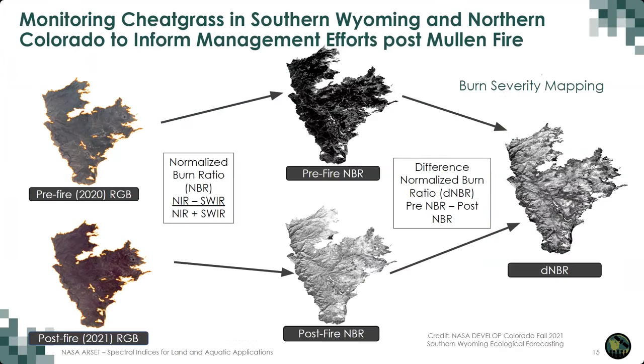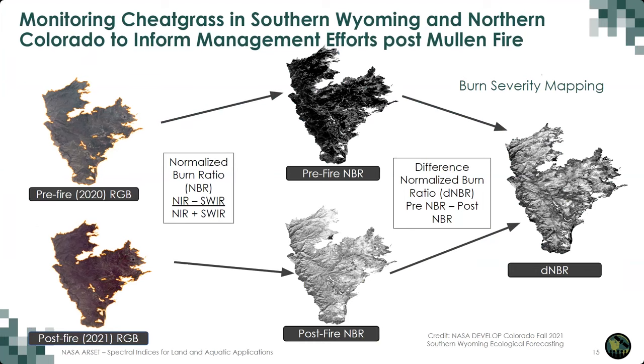Here's an example of how NBR was used by NASA DEVELOP's Fall 2021 Southern Wyoming Ecological Forecasting Team. This team monitored cheatgrass in Southern Wyoming and Northern Colorado to inform management efforts post-Mullen fire. Cheatgrass is a concern for the community because it may easily invade disturbed soils in a post-fire environment. It creates a positive feedback loop where fire has the potential to create more cheatgrass habitat, and cheatgrass has the potential to serve as fire fuel and increase the frequency, intensity, and size of fires.